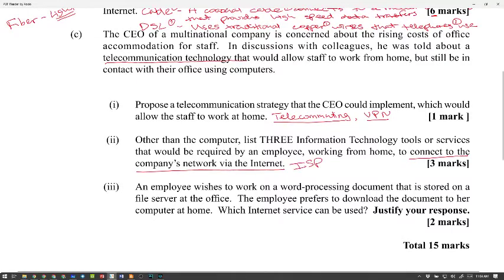What do you need? First, of course, you need an ISP, good. Then you need a modem. And then after the modem gets into your home, you need a router, or you could say router/switch. And they said tools or services, so you could also say the VPN address, because they will need a VPN IP address to connect to.